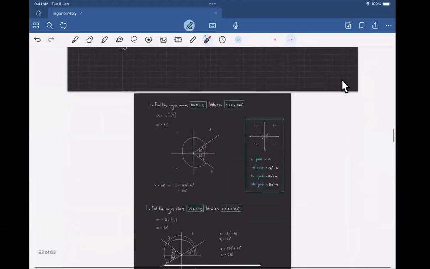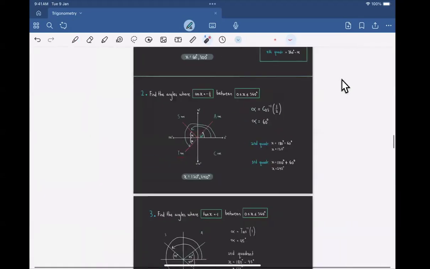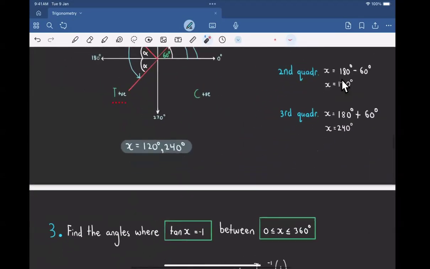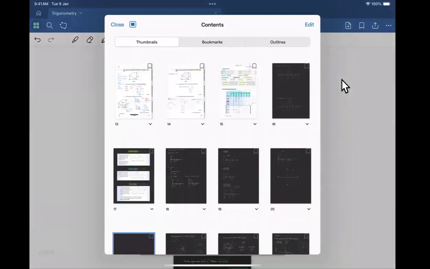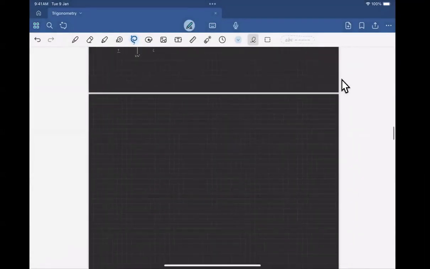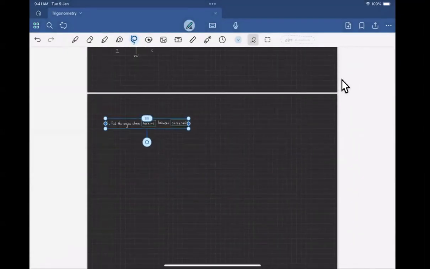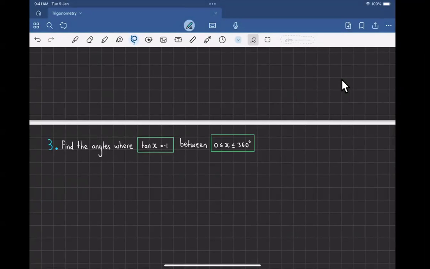Right, so I'm going to give you all a question to do entirely by yourself. I want to see full work in it. I want you all to show me the quadrants. I want to see everything properly organized. So find the angles where tan x is -1 between 0 and 360.